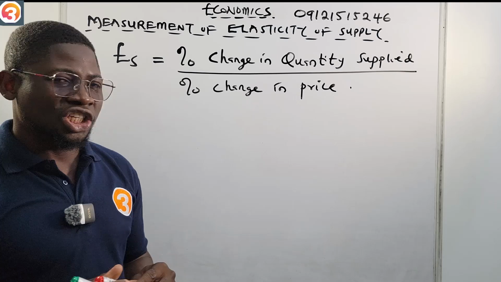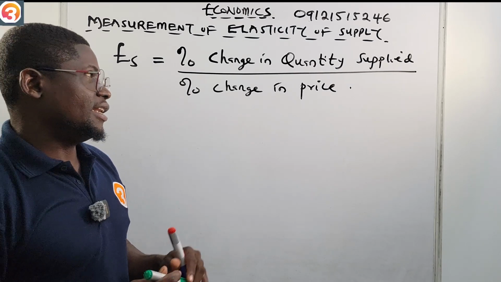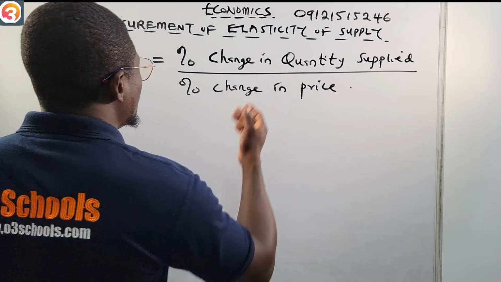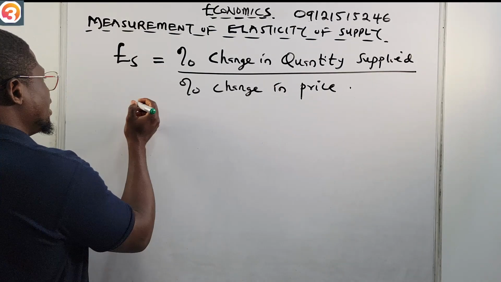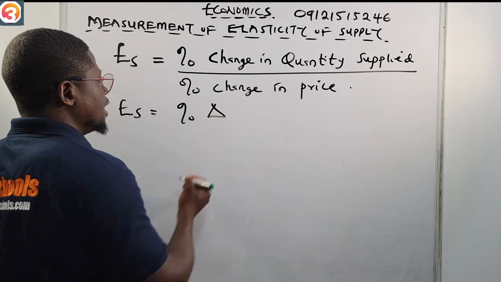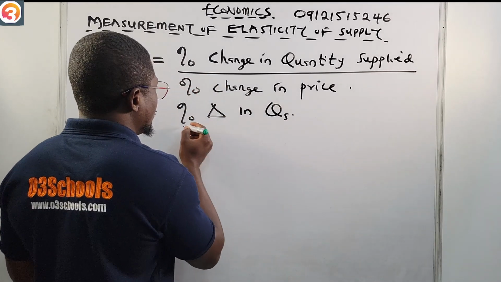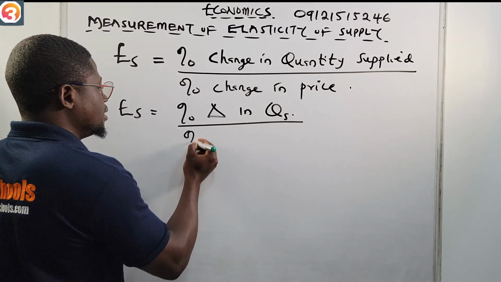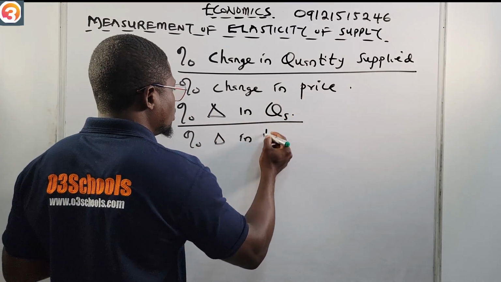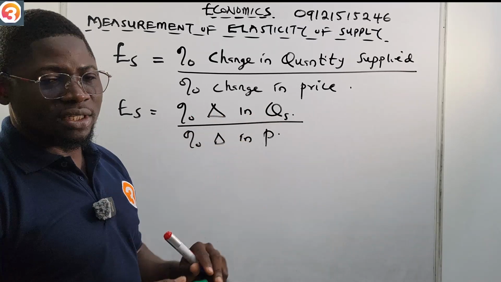Okay, percentage change in quantity supplied all over percentage change in price. So you may want to ask, what is percentage change? Or you can write it like this: ES is equal to percentage change in quantity supplied, using delta to represent change, all over percentage change in what? In price.